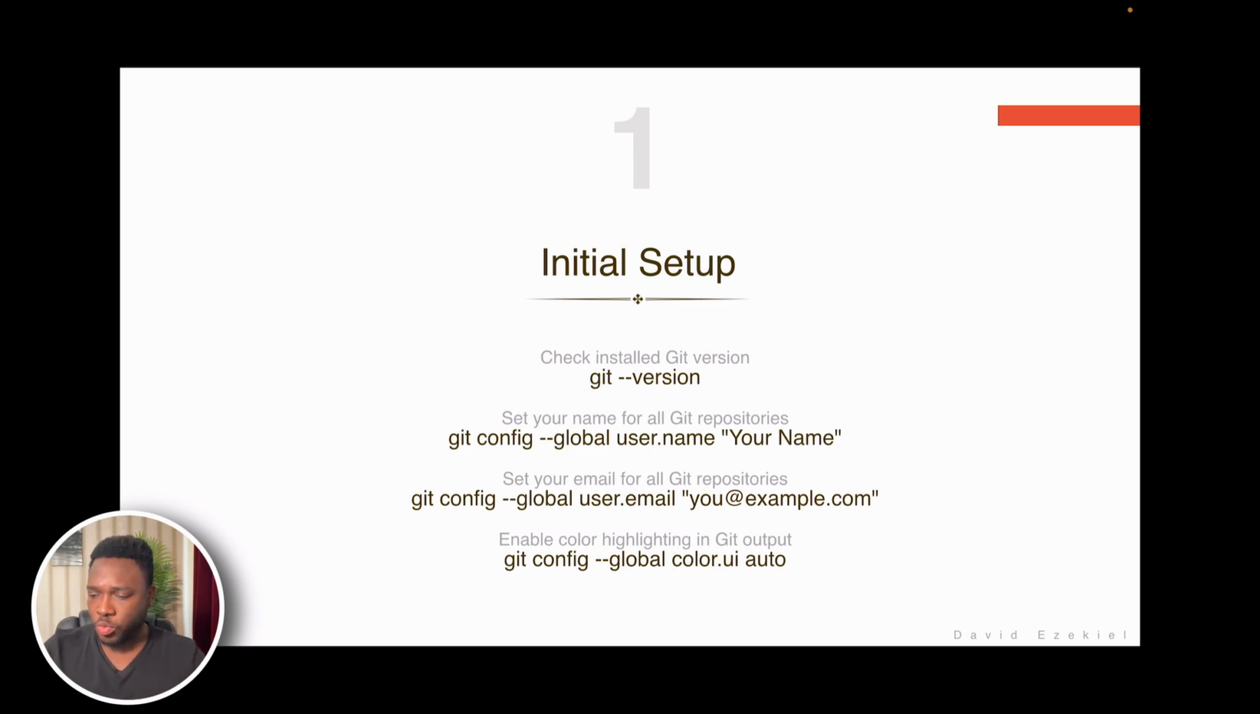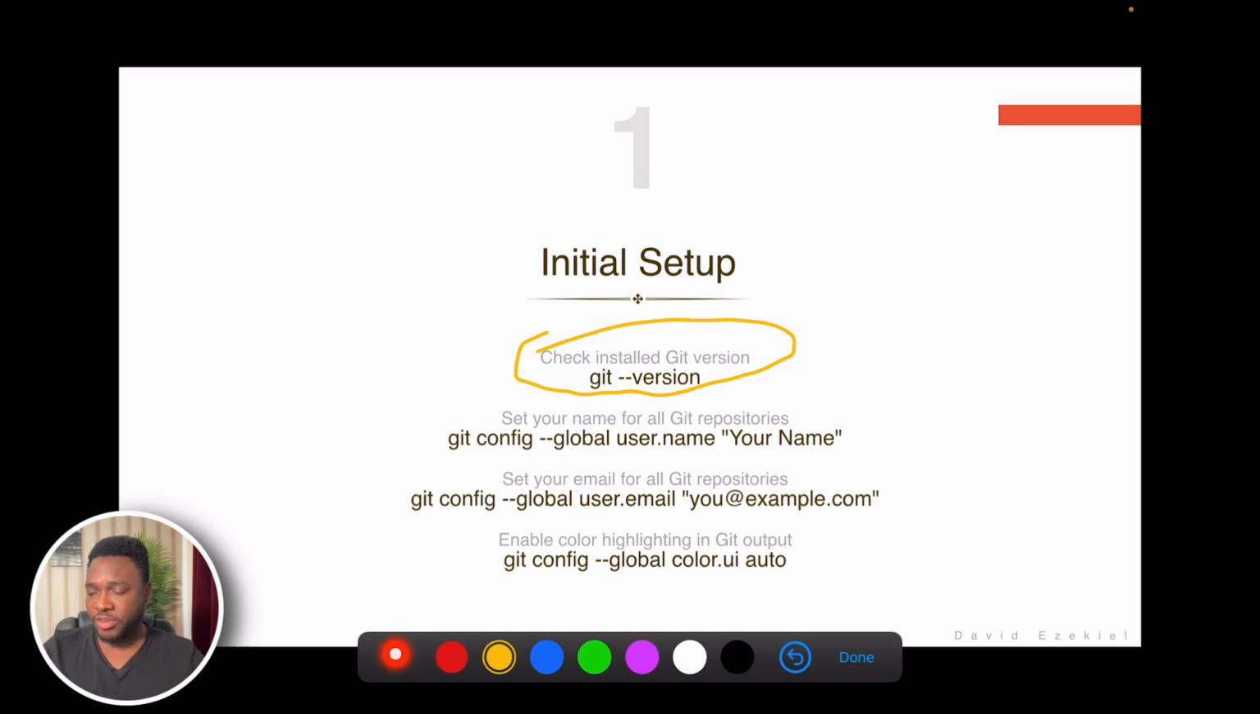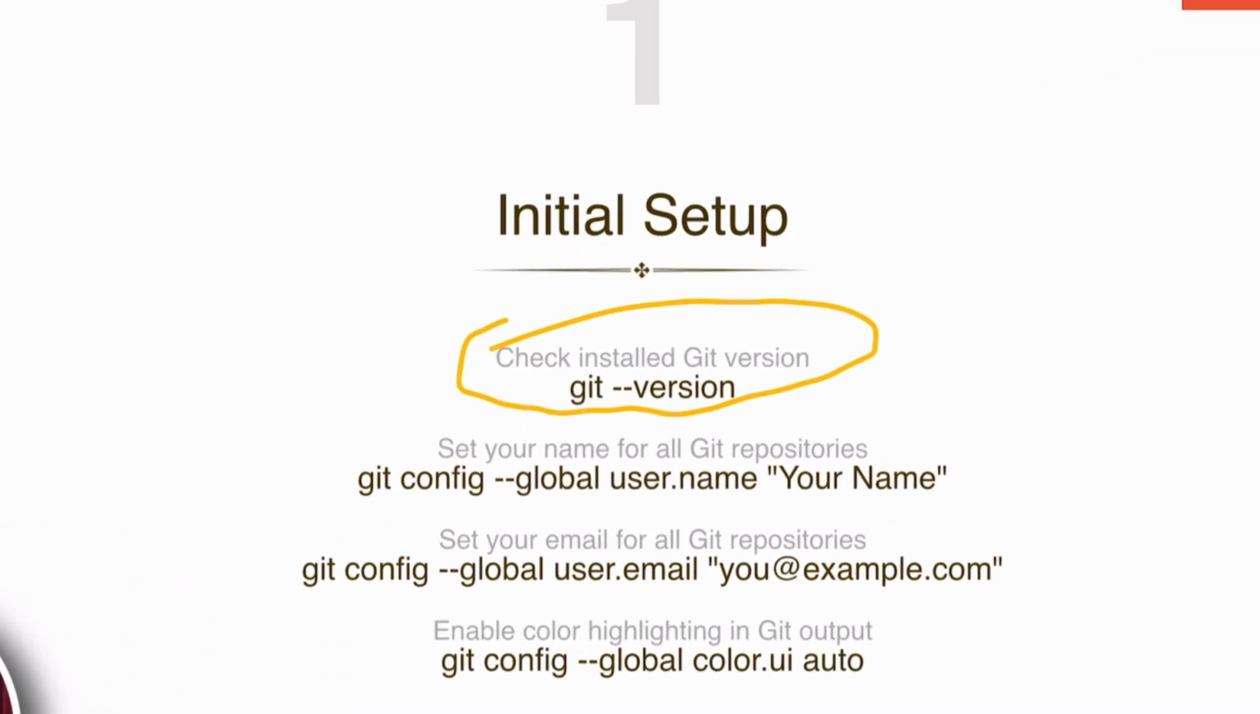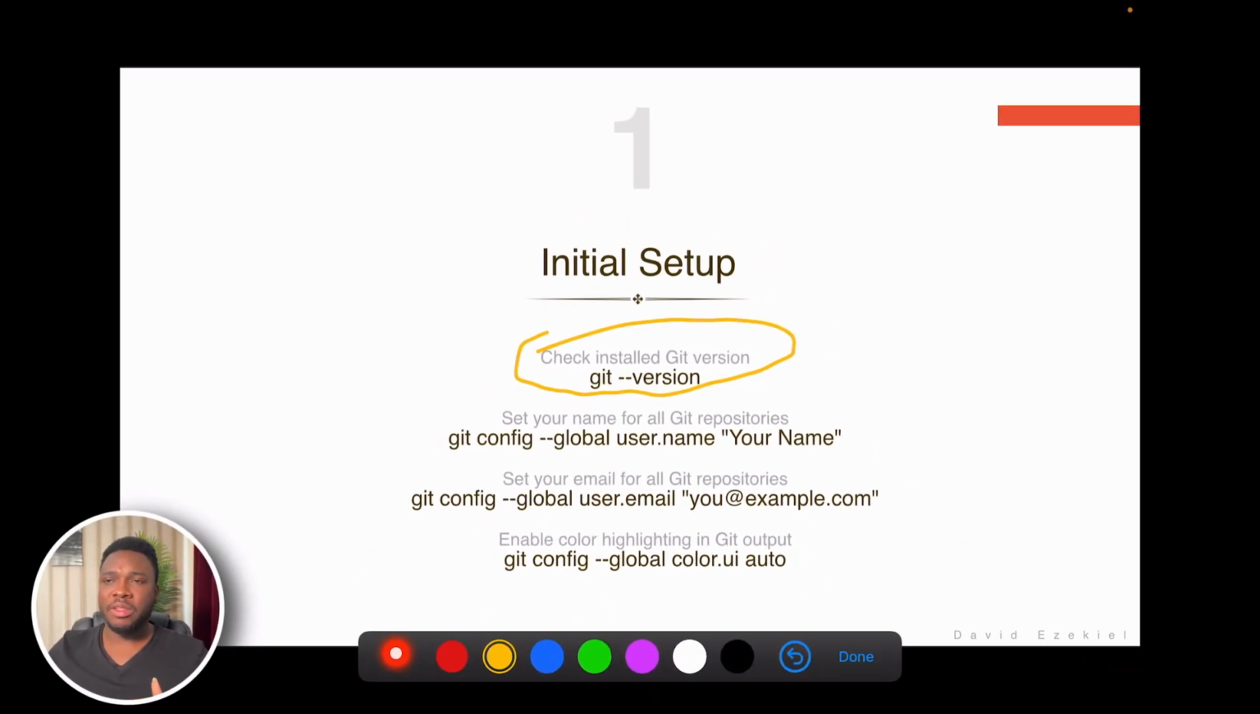The first is what you call the Git version. This command simply checks what version of Git is installed on your computer. It helps when you are setting up or trying to troubleshoot. Sometimes the version you're using might not be very compatible, or there are some features that might not be in the version you're using. You could just do git version to check the version of Git you're using.